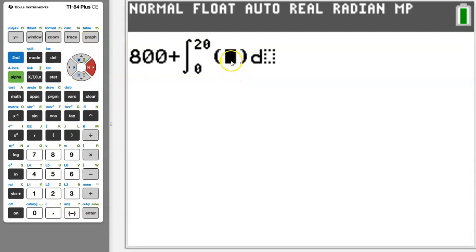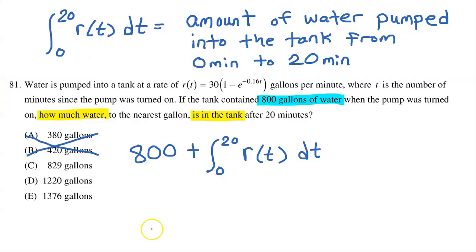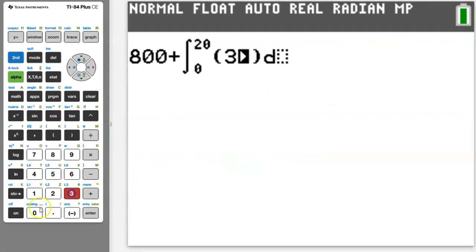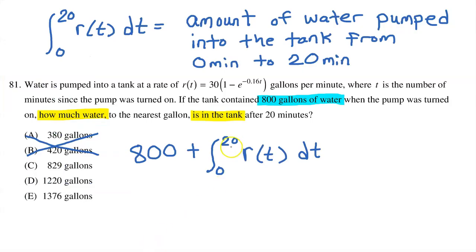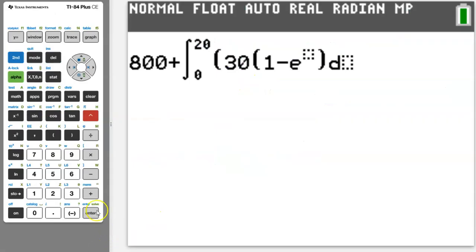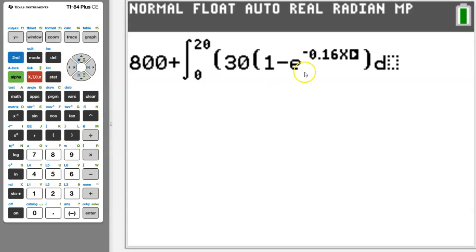Now it's time to type in the expression for R of t. 30 times the quantity 1 minus e to the something. I have no memory. So 30 times the quantity of 1 minus e to the something, negative 0.16 t. So have to use this minus sign, not this one. So negative 0.16, and the calculator forces us to use x instead of t.